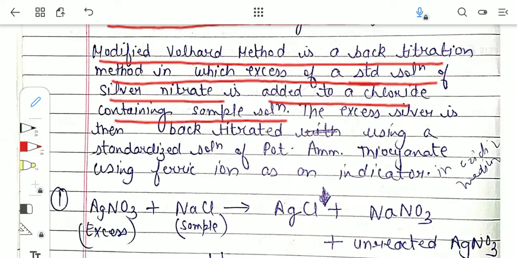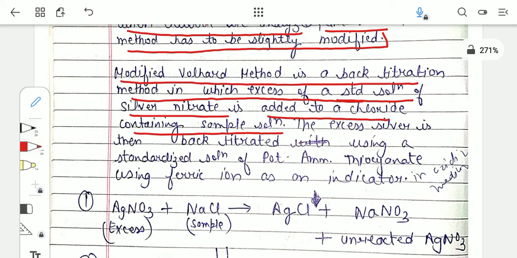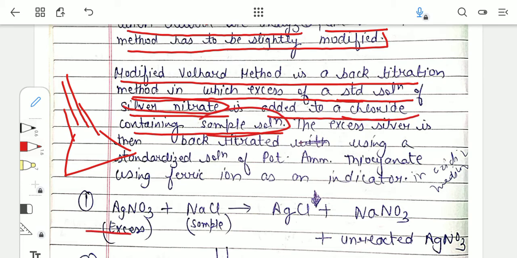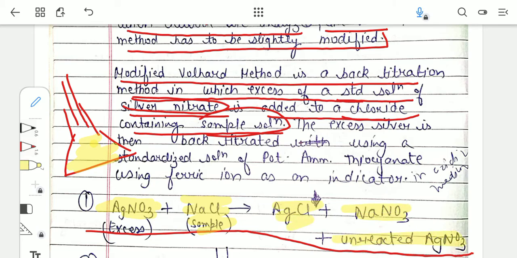Okay, so let us talk about this. In the first step, we add excess of our silver nitrate solution to a chloride containing sample solution. You will see only this first reaction for now. In our conical flask, we have this sample having chloride ions. This sample will be titrated with our excess of silver nitrate. Then what will be formed? AgCl, NaNO3 and unreacted AgNO3, which has been present in excess. This is our step 1. I hope this is clear to you.